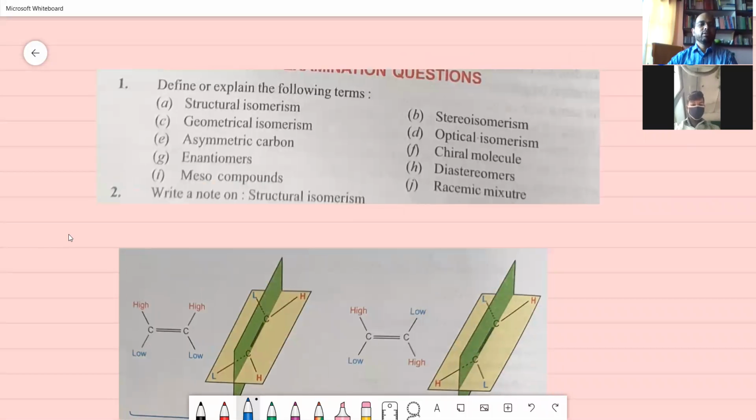Define or explain the following terms, in which you have seen structural isomerism. Structural isomerism, in fact, splits into two. It is a kind of isomerism that I told you about at the beginning of the classification. But here, in stereoisomerism, you will have two things: one pertaining to geometrical isomerism, and the other pertaining to optical isomerism. So you have to explain what optical isomerism and geometrical isomerism are. Depending on the marks, you have to give the example also.